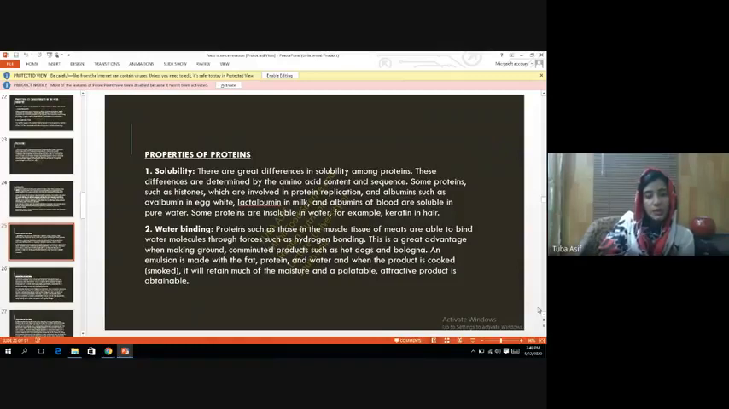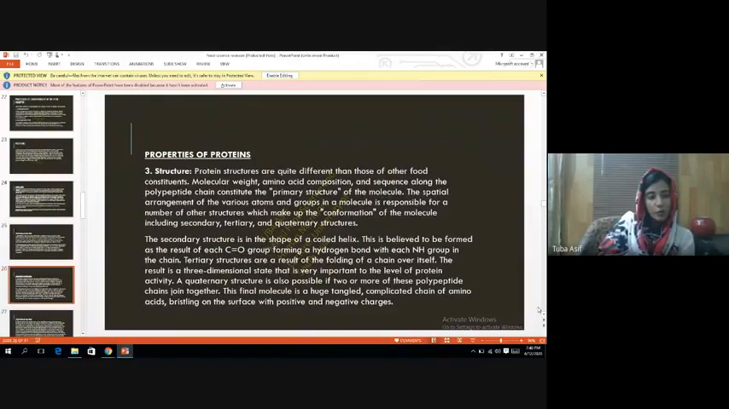Now I will be discussing the structure of protein. Protein structure is really very complex, and it has various phases. There are simple proteins and complex proteins. They are made up of the primary structure, then the secondary structure, then the tertiary structure, and then the quaternary structure.